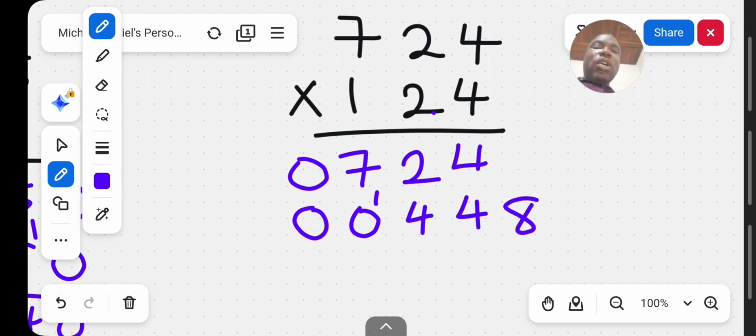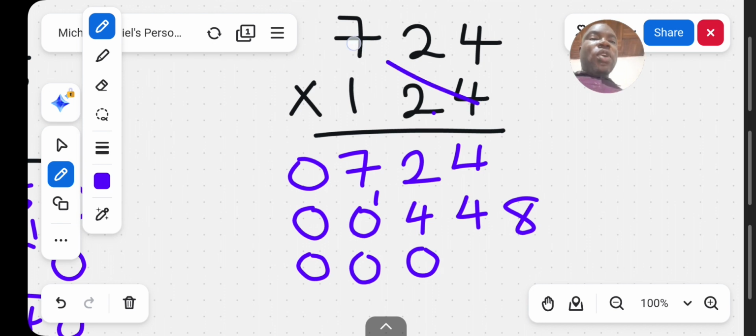Okay. So now that we're done with that, we're dealing with the third digit, which is 4. Since we're dealing with the third digit, we'll put 3 zeros well arranged. Now we're going to go 4 times 7, 4 times 2, and 4 times 4. So let's start with 4 times 7. What's 4 times 7? 4 times 7 is 28. How do we write 28? 2 here and then 8.